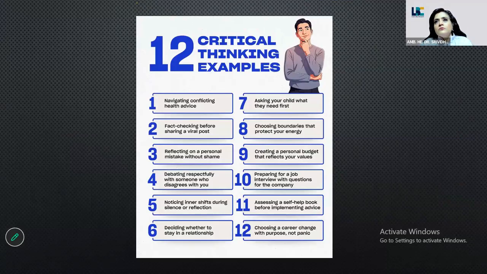Anybody says this medicine is good or bad, something like that. Fact checking before sharing a viral post, reflecting on a personal mistake without shame, or debating respectfully with someone who disagrees with you. These are the different situations.